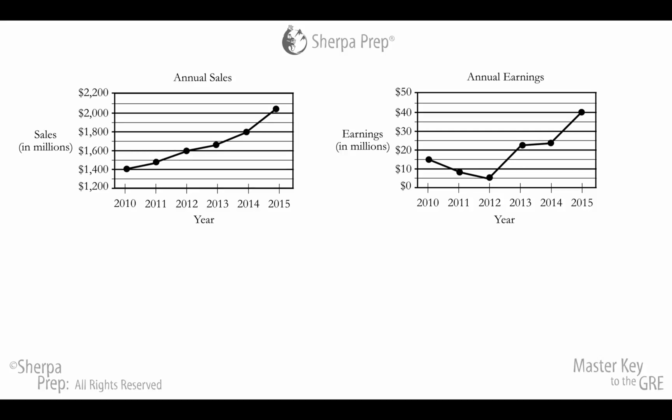As a first step, let's figure out what our average annual earnings were in 2010 as well as 2015. When we look at the graph on the right, which is about annual earnings, for 2010 we can see a reading of 15 million, and in 2015 we can see a reading of 40 million.